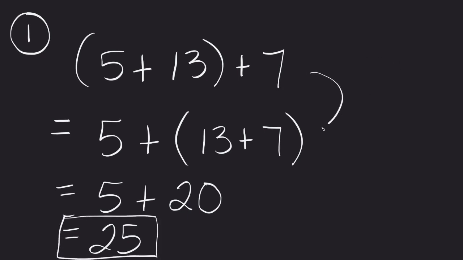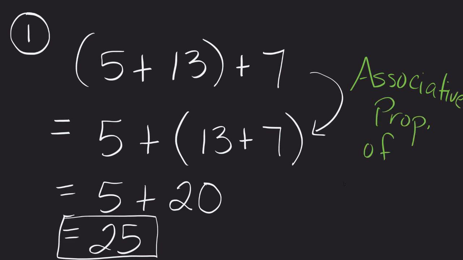So here's that idea right here, from here to here. That's where we're using the associative property of addition. We're saying I can regroup these numbers so that it's easier for me to come up with a solution.